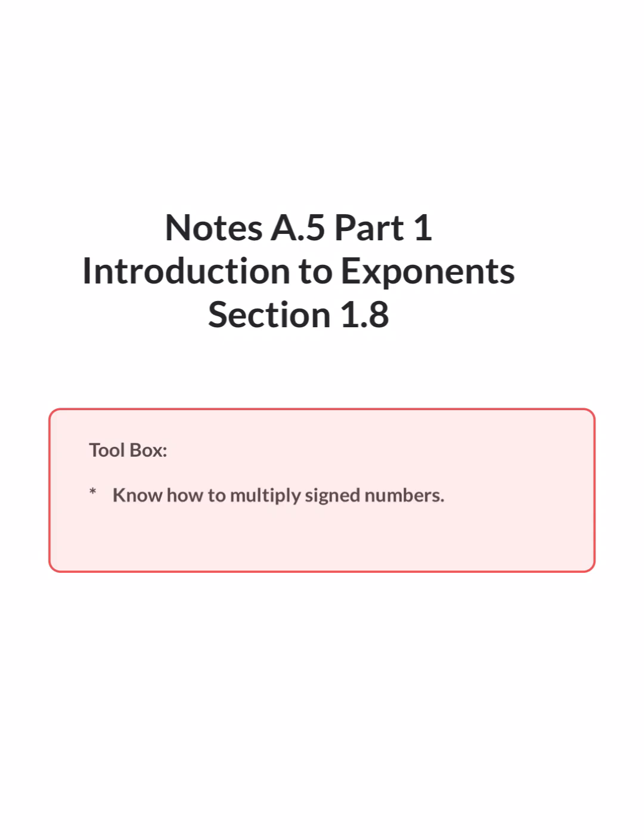All right, we are officially on the last section of Module A. And in this section, we're going to talk about the last thing we need, which is exponents, before we start talking about order of operations, where we combine everything that we've talked about so far. So in order to complete this video presentation, the only thing that you need to know is how to multiply signed numbers.